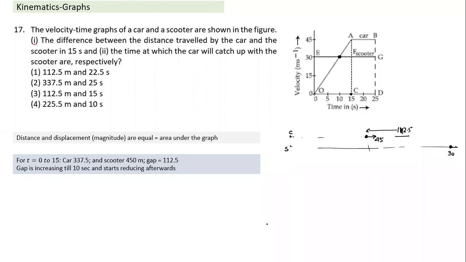Yes, sir. Absolutely clear? Yes, sir. Clear, sir. Okay, so understanding graphs is one of the important points in kinematics. We'll catch up at time t, so we can easily calculate.